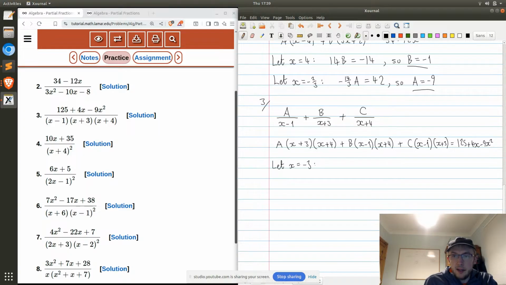Then the first and last term cancel out on the left-hand side here. But up here we have negative 4 times 1, which is negative 4. And so negative 4b is equal to, if I then pick up negative 3 and put it in there, 125 take 12, take 81, which is 125 take 93, which is 32.